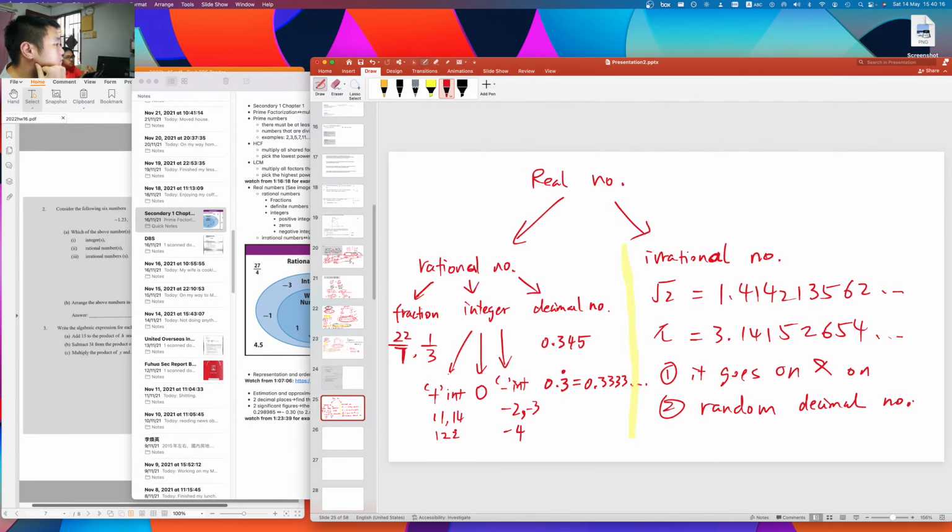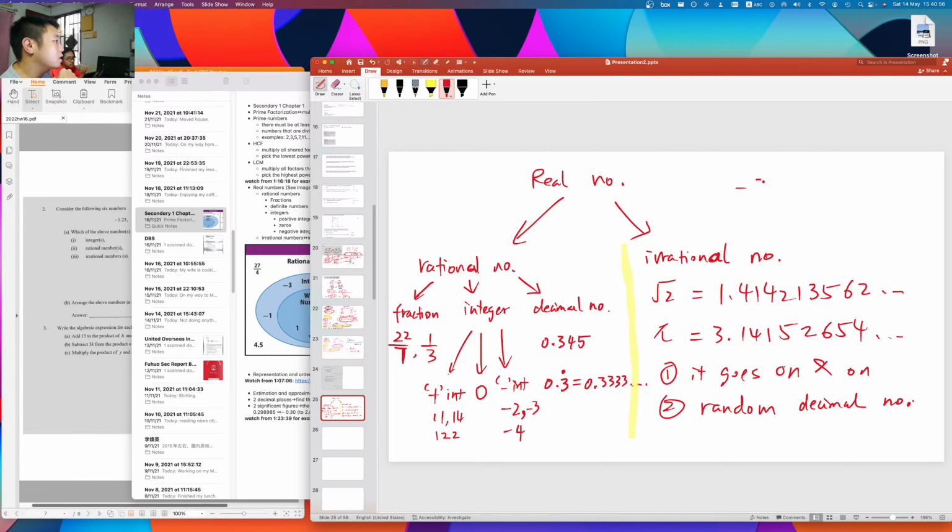Okay? So that's it. You have to memorize this. I think it's pretty easy to memorize because irrational number is what? It goes on and is random. Easy, right? Then for the rational number: decimal, integer, and fraction. Fraction is very easy, right? Fraction is a fraction, right? Decimal number, very easy also. Yeah. Got a pattern in the decimal number, right? Integer also very easy. Positive, 0, and negative. Okay? Right? Negative means must be negative, right?